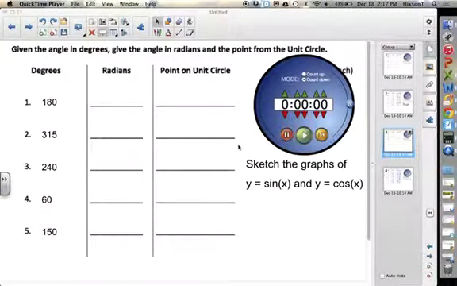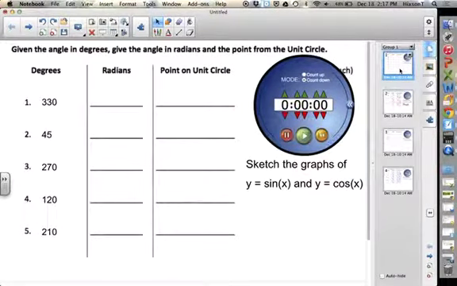All right, for those of you watching the video here, the first section on our test is going to be one 5-minute timed part where I give you the degrees. You have to give me the radians and the point from the unit circle. Then you also have to sketch the graph of sine and cosine.